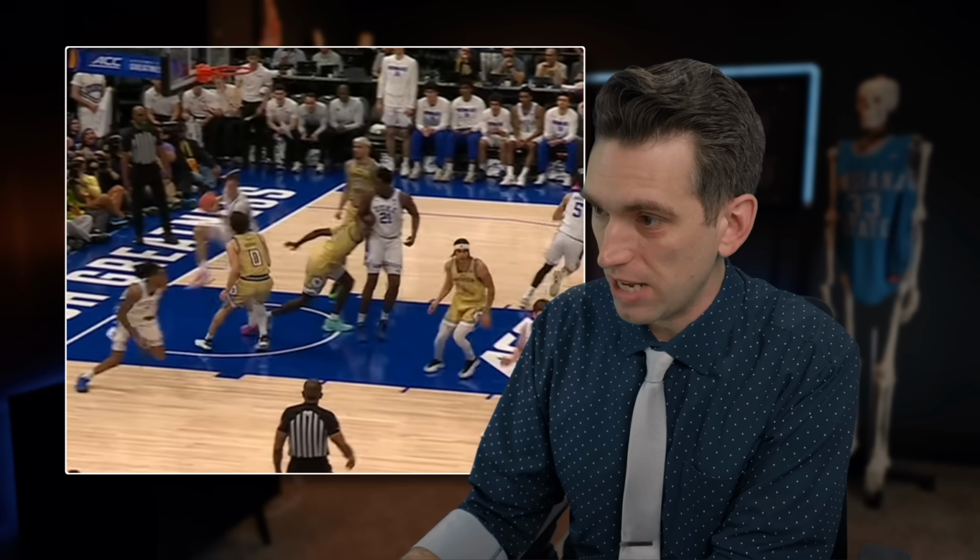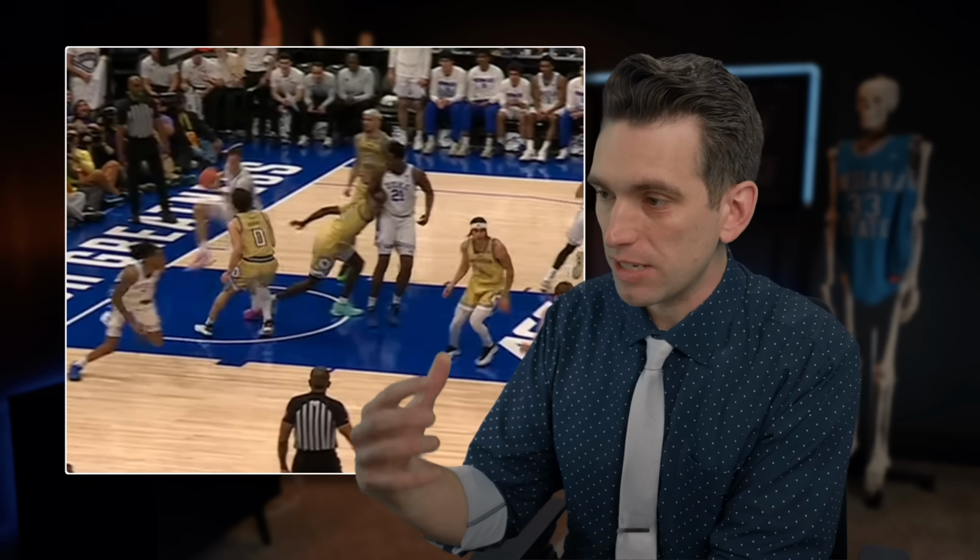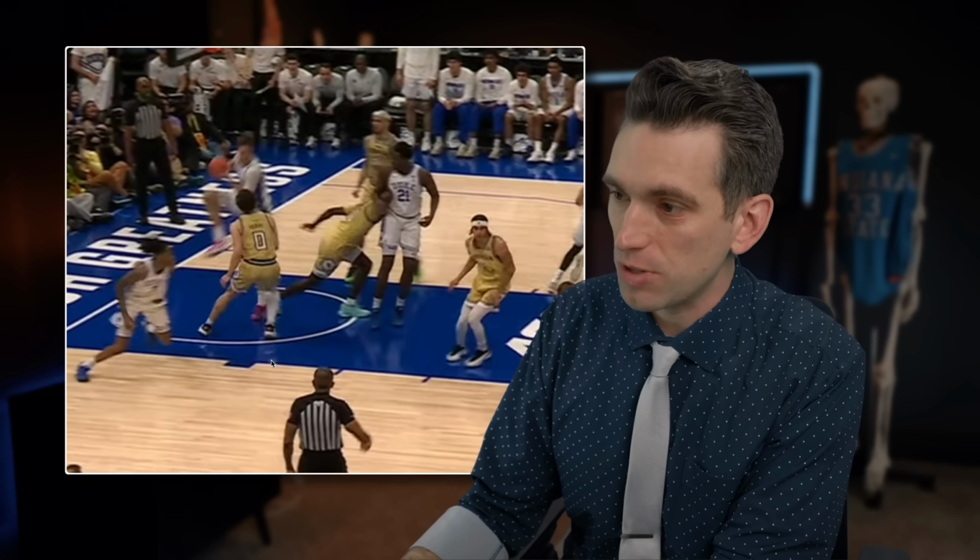We can see Cooper goes up, how high up he is in the air, keeping an eye on that left ankle. And as he comes down, he inadvertently lands on the Georgia Tech player's foot, which throws off his body's proprioception, his body's ability to understand where his foot is landing on the court relative to space, and then goes into that severe amount of inversion with the outer part of the ankle going down towards the court.